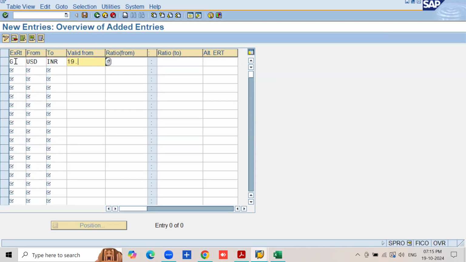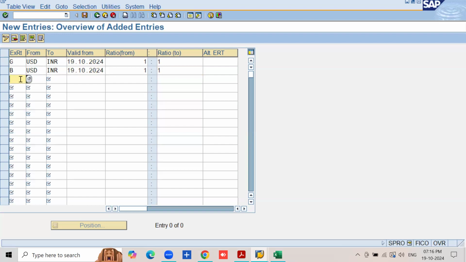Valid from 19/10/2024. Ratio from 1, ratio to 1. Exchange rate type is equal to B. From is equal to USD to INR. Valid from 19/10/2024. Ratio from 1, ratio to 1.